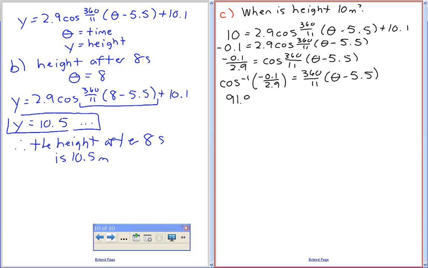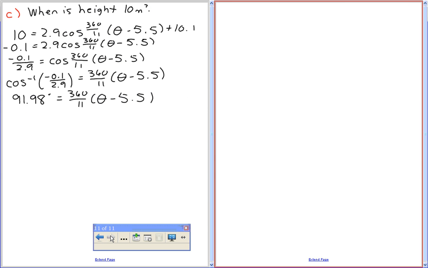Oh boy, oh boy. Now this just looked familiar, right? Like it looks awful, but we just did this question, the equation wasn't this bad. We just did this question half an hour ago, okay? So with that said, Narcisse, I'm picking on you. How do I get the next angle? I'm using cosine. What's my second angle going to be for cosine? 360 minus 91.98 equals 360 over 11, theta minus 5.5.